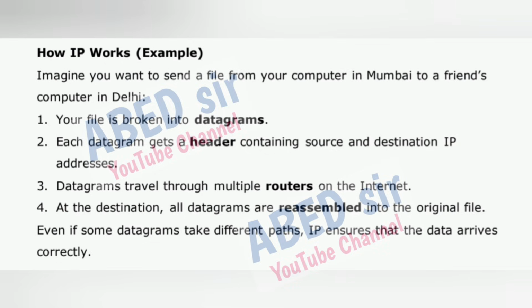How IP works. Example. Imagine you want to send a file from your computer in Mumbai to a friend's computer in Delhi. 1. Your file is broken into datagrams. 2. Each datagram gets a header containing source and destination IP addresses. 3. Datagrams travel through multiple routers on the internet. 4. At the destination, all datagrams are reassembled into the original file. Even if some datagrams take different paths, IP ensures that the data arrives correctly.